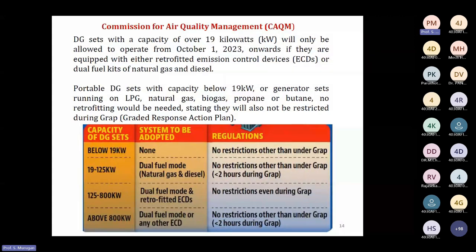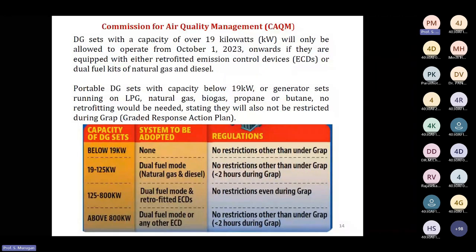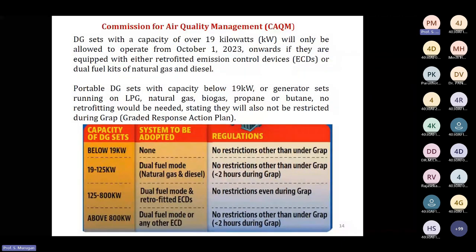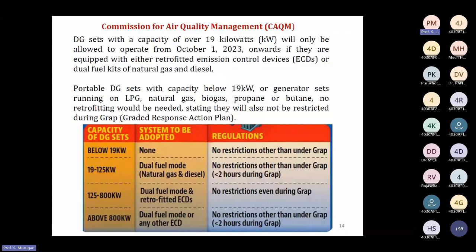If the power capacity varies from 19 to 125 kilowatt, then the diesel generator wherever you install, that should run on dual fuel mode. That means initially the engine will run on either diesel or diesel like fuel, and then the engine will set to run on natural gas or any other gas like biogas. But here also there is no restriction other than under GRAP.